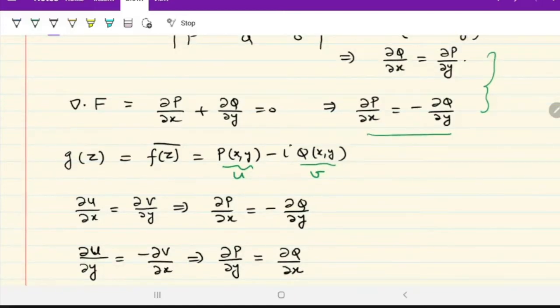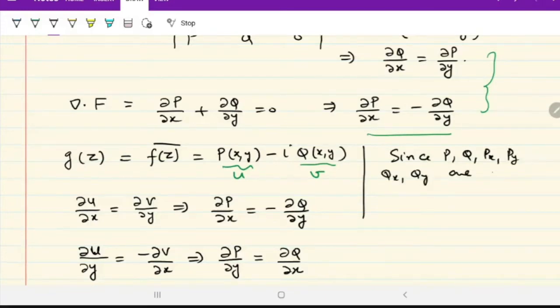So this means that if our fluid is irrotational and incompressible, that means curl is 0 and divergence is 0, that means g satisfies the Cauchy-Riemann equations. And we have already assumed that p, q and their first order derivatives are continuous. So that means the function g, which is the conjugate of f, is analytic. Since p, q, px, py, qx, qy are continuous in D, and we already saw that g satisfies CR equations, that means g(z) is analytic in D.